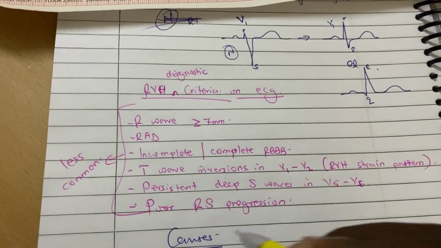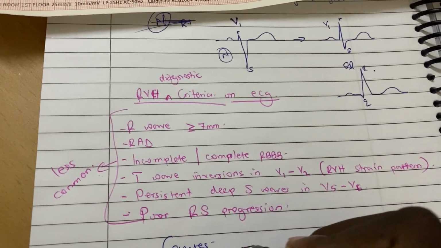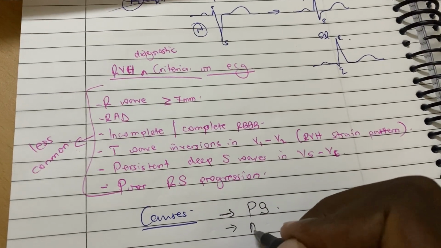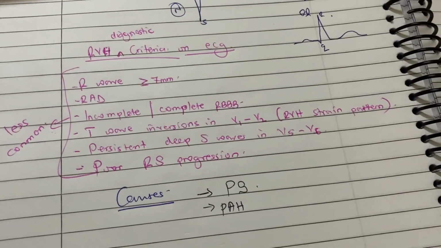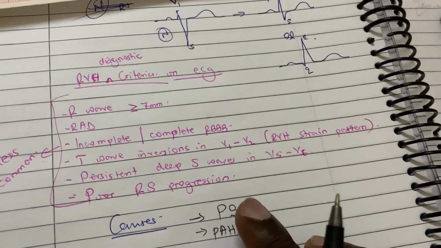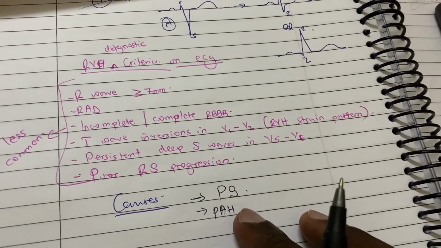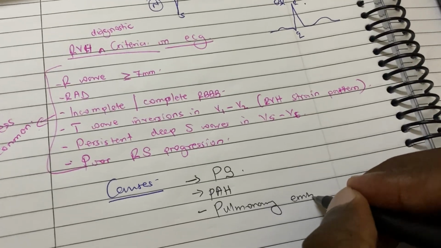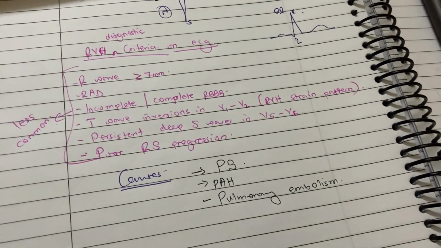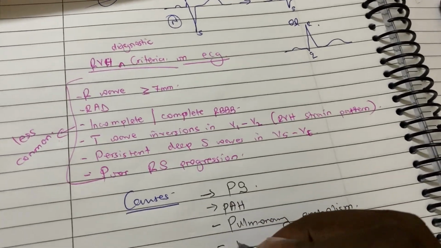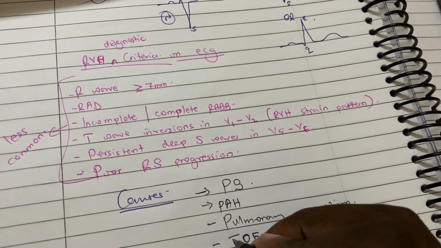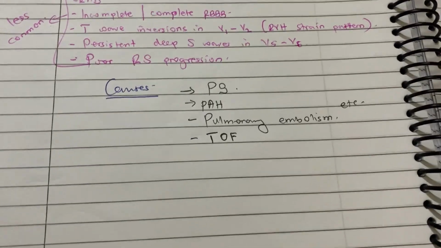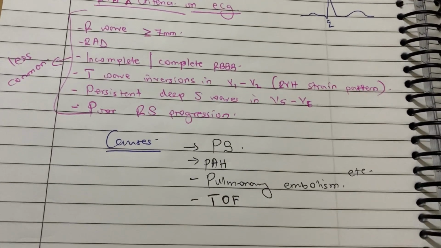Causes we have: pulmonary stenosis, pulmonary valve stenosis, pulmonary arterial hypertension, and then pulmonary embolism, and then others, congenital tetralogy of Fallot, etc. This one. Others are going to be secondary causes.